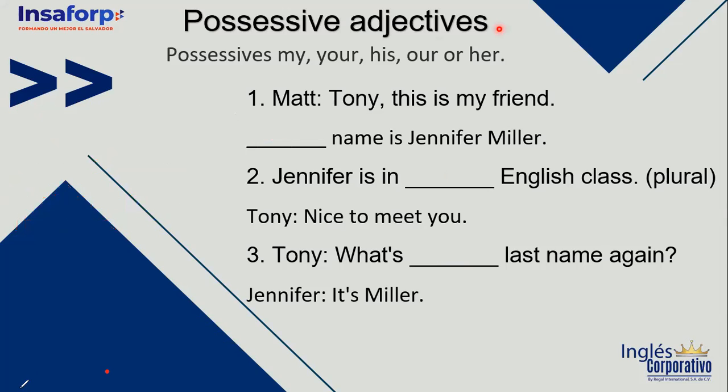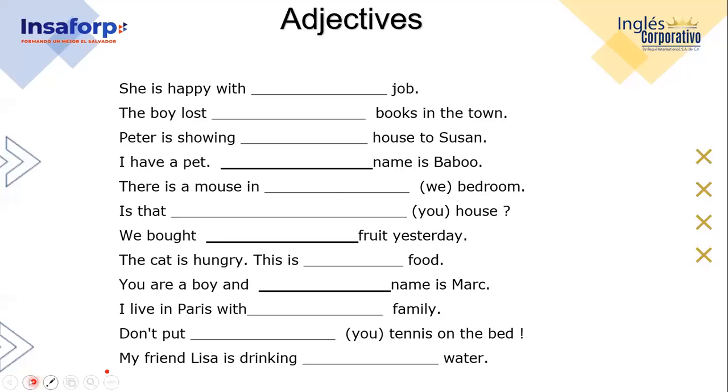Let's go with the next. Now we're going to practice. It's your turn to answer. We are going to complete the following sentences using possessive adjective. Just give me a second. Let's go with the next. So can you help me please to complete this? He is happy with her job.